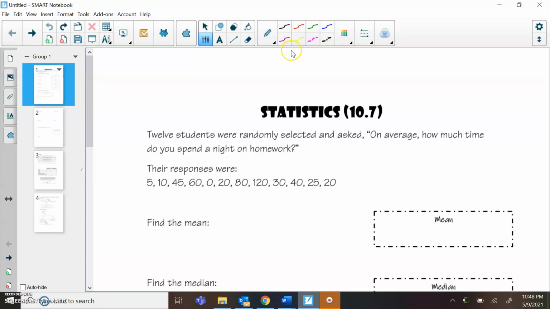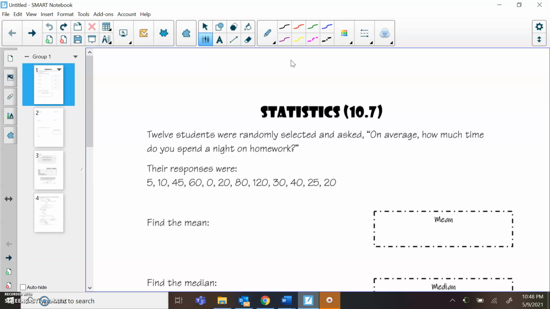Hi Pumas, today you're going to do section 10.7, which is statistics. So this is looking at sets of numbers and finding the mean, the median, the mode, the range, the interquartile range, looking at box and whisker plots, just looking at the numbers and trying to summarize them through statistics.